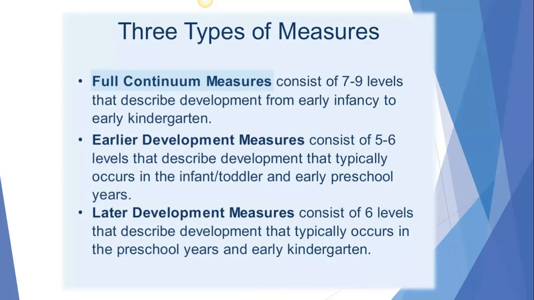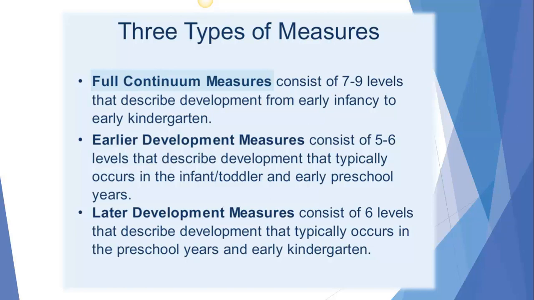So when we take a look at the instrument, we have some measures within the instrument that are called full continuum measures. When we think of something as being a full continuum, what kind of imagery does that bring to mind? What would you guess or read from right on there? It's ongoing and it measures everything. Yeah. So a full continuum measure goes from infant and toddler all the way up through preschool. It's got 7 to 9 levels that start in infancy, and you're able to assess and measure all the way up through the end of preschool.